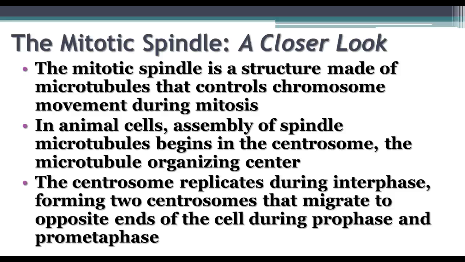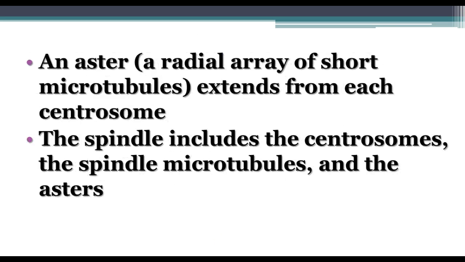In animal cells, the microtubules are organized by the centrosome or the centrioles. The centrosome replicates during interphase and forms two centrosomes, and they are going to migrate to the ends of the cell during prophase and prometaphase, and the spindle forms in between them. The spindle is composed of various microtubules. We have an aster, which is the short microtubules at each centrosome toward the outside of the cell, and then the spindle includes the centrosomes and the spindle microtubules as well as the asters.